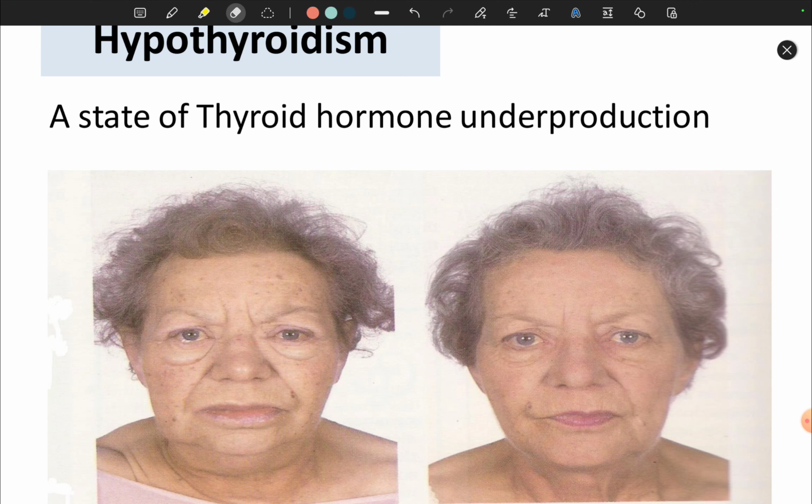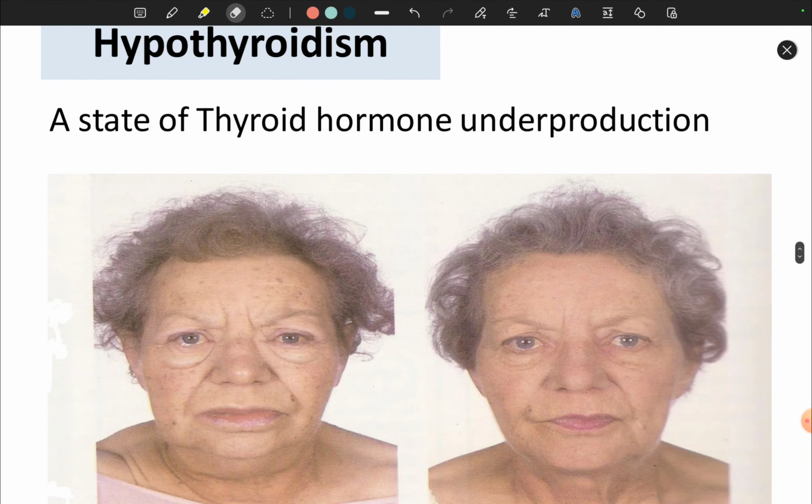The correct answer is that the causes of hypothyroidism: it is autoimmune like Hashimoto's thyroiditis, or after surgery, or after radioisotope therapy. So these are the main causes of hypothyroidism.